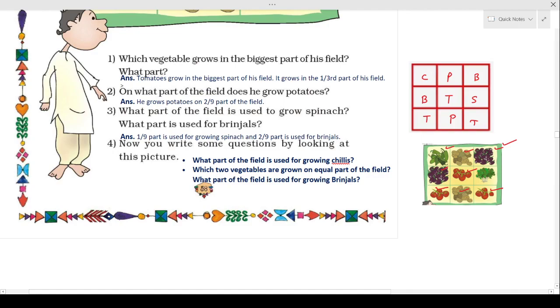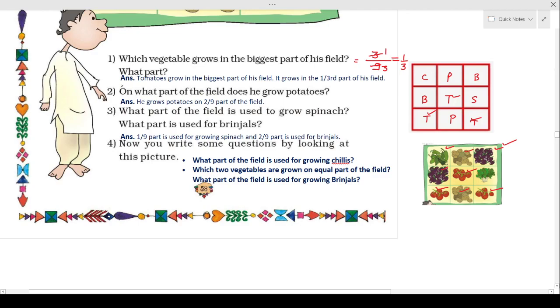So now, children, the next question is what part. You have to find the fraction. So you can see here 1, 2, 3. So total number of parts. For writing the fraction, you have to write the total number of parts at the denominator, and I am writing 9 over here, and here you will write 3, and after simplifying it, 3 times 3 equals 9. So here your answer is 1/3 part of his field. It grows in the 1/3 part of his field.